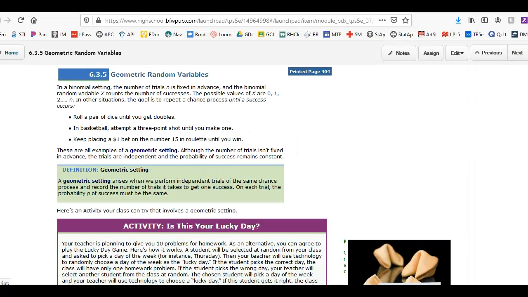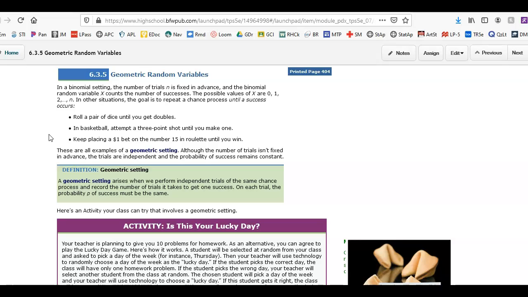Okay, so the second part of this video is going to be on geometric random variables. So if we take a look at these three scenarios: roll a pair of dice until you get doubles, attempt a three-point shot until you make one, keep placing a $1 bet until you win.